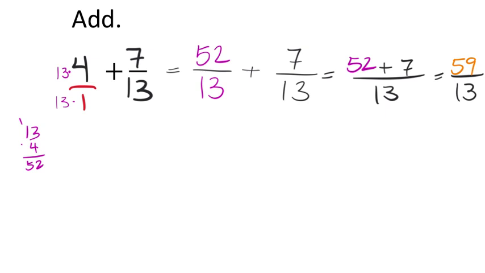Some students would look at this and be like, well, it's got a 9, and this has got a 3, so they're both divisible by 3. No, it doesn't matter if they're divisible by 3, it's got to be divisible by 13. So this would be our improper fraction right here, okay?